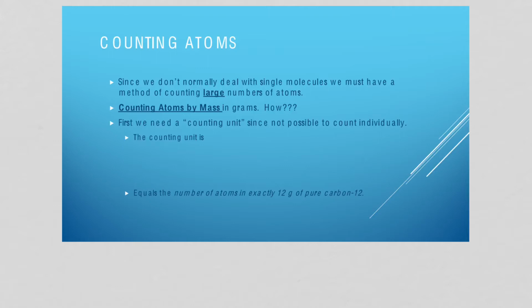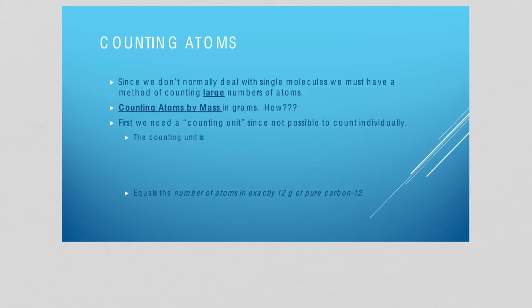Now, the technique we use is something that can generically be referred to as counting atoms by mass. In other words, we're going to express them in quantities in grams. So how do we go about doing that? Well, unfortunately, we can't just count them. That would take an unimaginable amount of time to count even a small amount of atoms and molecules, besides the fact we can't see them.